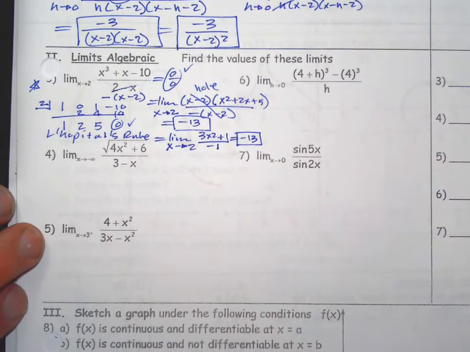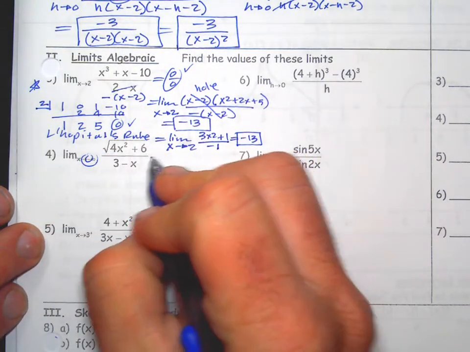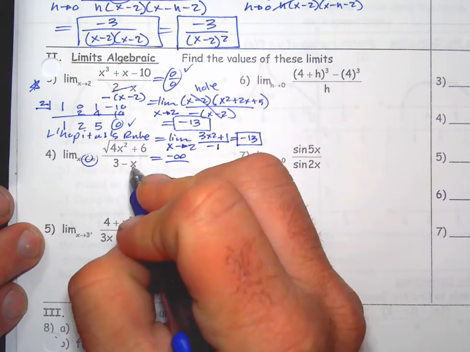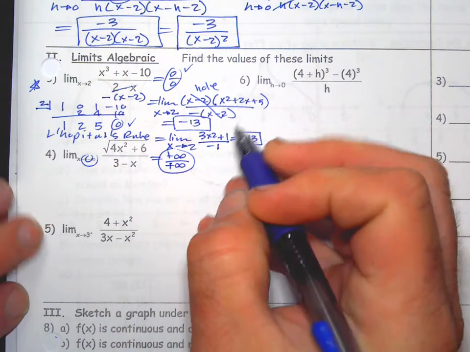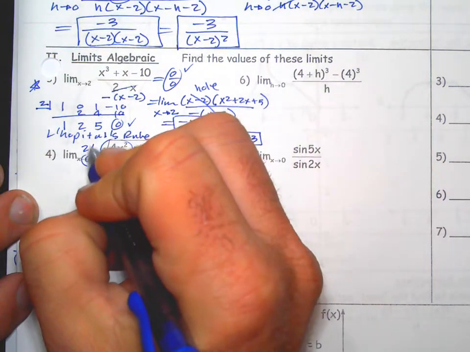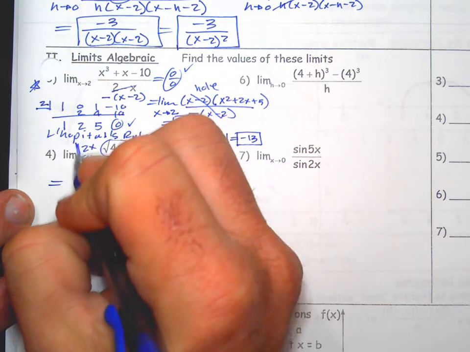Number 4, this is end behavior. We're going to negative infinity, x gets squared, made positive. Square root is still positive, so positive infinity over... If you plug negative infinity in here, it's going to be positive infinity. You should get a positive answer. Now the dominant terms are here, 2x and negative x. You need to put absolute values around this.